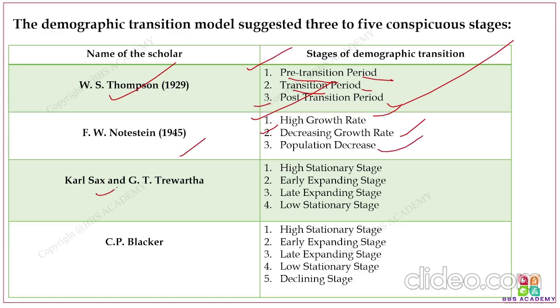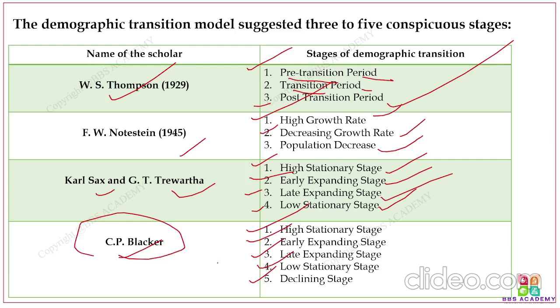Carl Sachs and Tuarth gave it in four stages. These are the high stationary stage, second the early expanding stage, third the late expanding stage, and fourth the low stationary stage. C.P. Blaker explained the demographic engineering in five stages: high stationary stage, early expanding stage, late expanding stage, low stationary stage, and declining stage. C.P. Blaker added a new stage, the declining stage. These are the basic stages of the demographic transition model given by different scholars at different times.